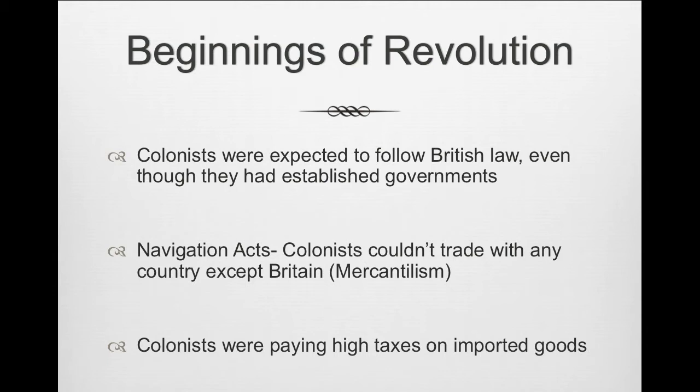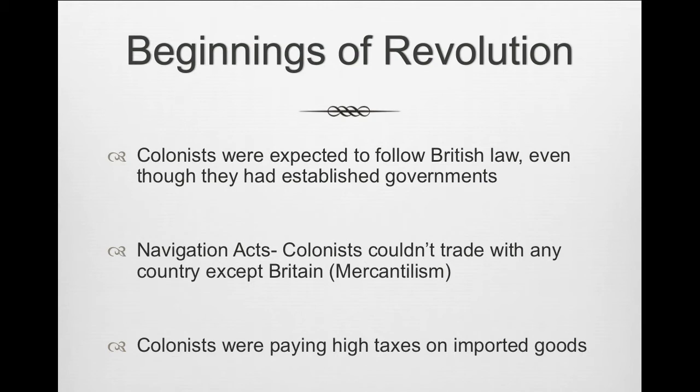And this caused a lot of problems because people were very upset. This limited their opportunities to make money, and it was another example of mercantilism. The British were really trying to control and maintain mercantilism and use the colonies to get wealthy. On top of the restrictions on trade, the colonists were also having to pay extremely high taxes on goods that they imported from France and from the Dutch. So the colonists were very upset by the tariffs, which, as we know, is a tax on imported goods.